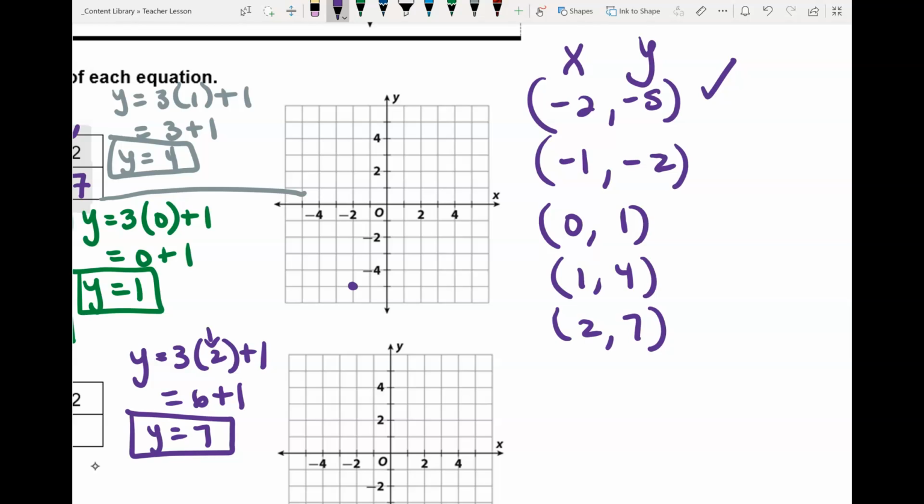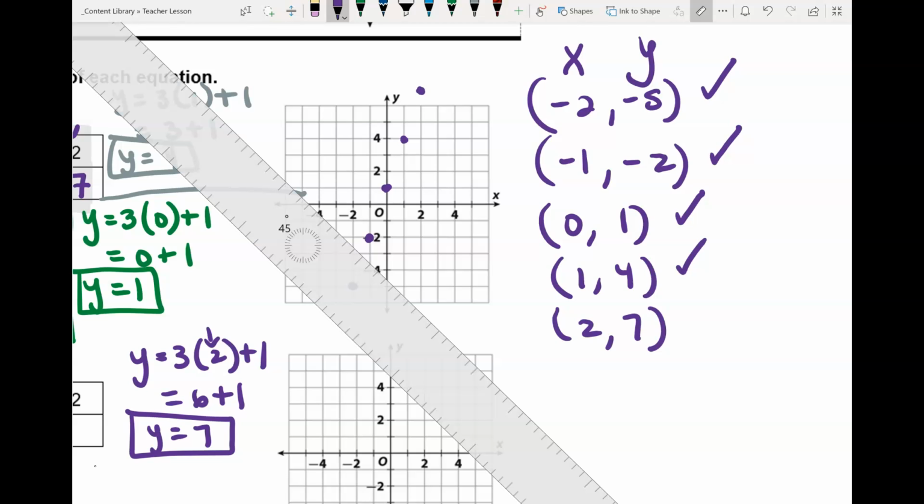Then we have -1 down to -2. That's our second point. We have 0 going up to 1. That's our third point. Then we have 1 going up to 4. That's our fourth point. And then we have 2 going up to, it's about up here. Okay, it went off the chart.